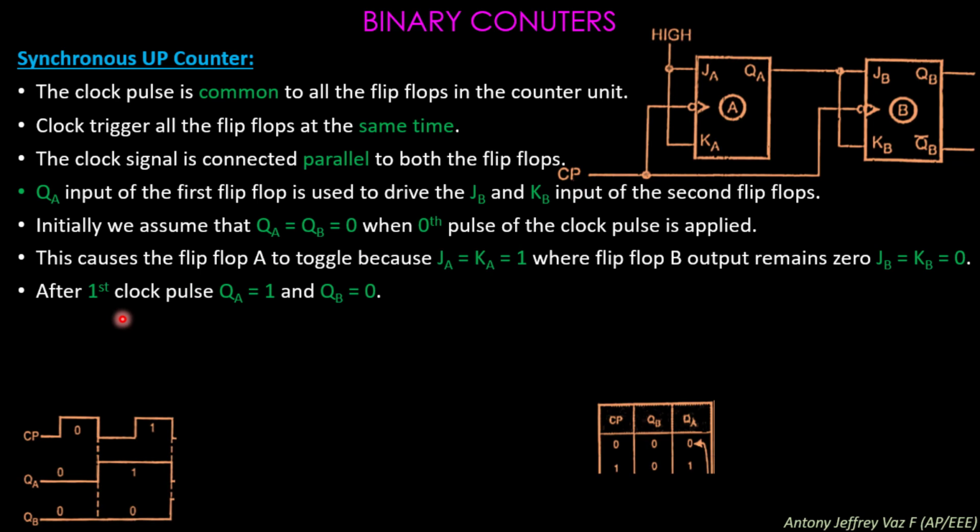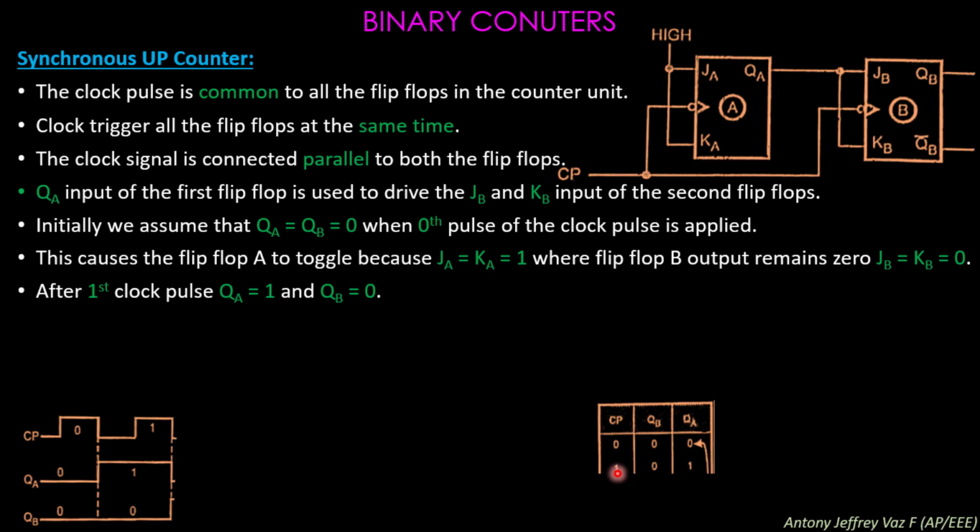In the next stage, after the first clock pulse, QA is equal to 1 and QB is equal to 0. This is the first stage of the clock pulse. At this position, you may see QA is going to get a high value, whereas QB remains in the 0 state. So this is represented in the truth table. You can see the clock pulse.